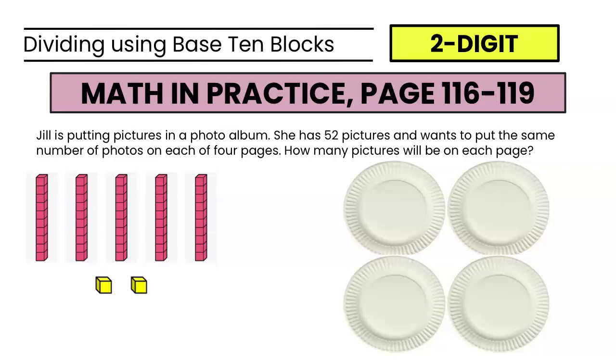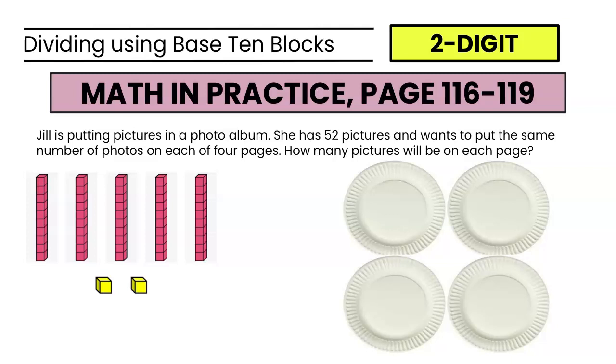Jill is putting pictures in a photo album. She has 52 pictures and wants to put the same number of photos on each of 4 pages. How many pictures will be on each page? And so we're trying to take that big total of 52 and distribute it into 4 equal pages.